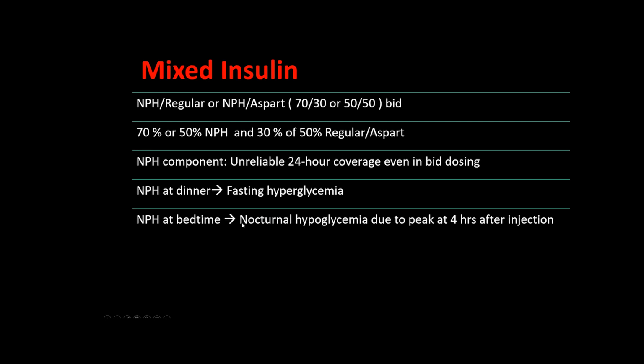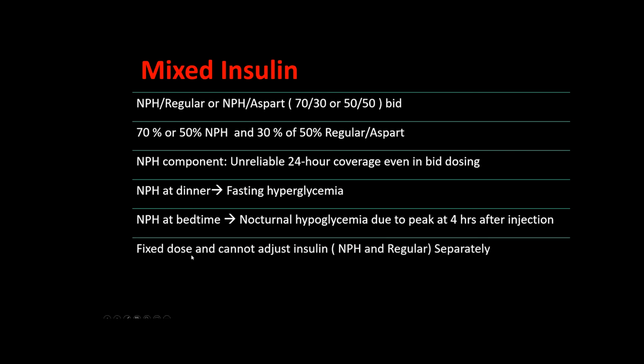If you give it at bedtime, it can cause nocturnal hypoglycemia because the peak of the NPH occurs 3-4 hours after the injection. Let's say the patient went to bed around 10 or 11, and it peaked at 1 to 2 a.m. So that's a problem with the NPH component in the mixed insulin.